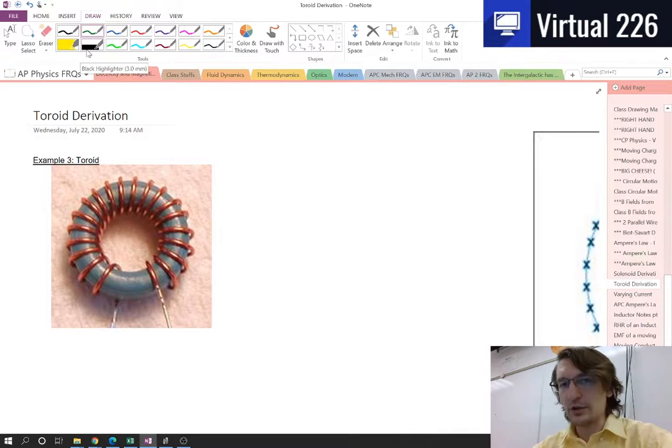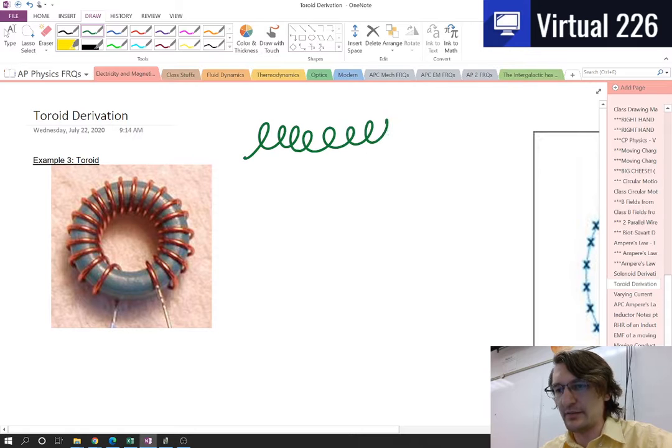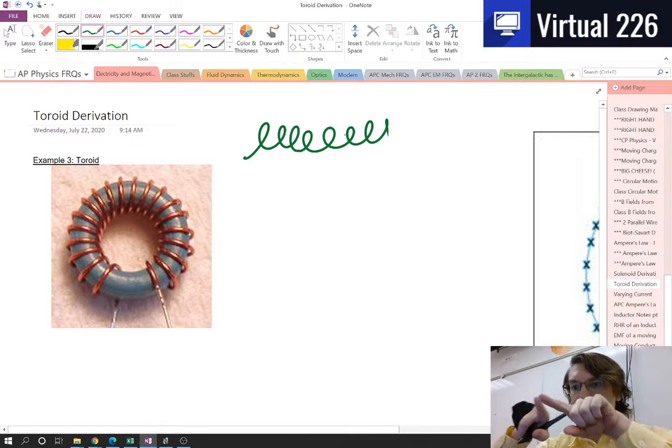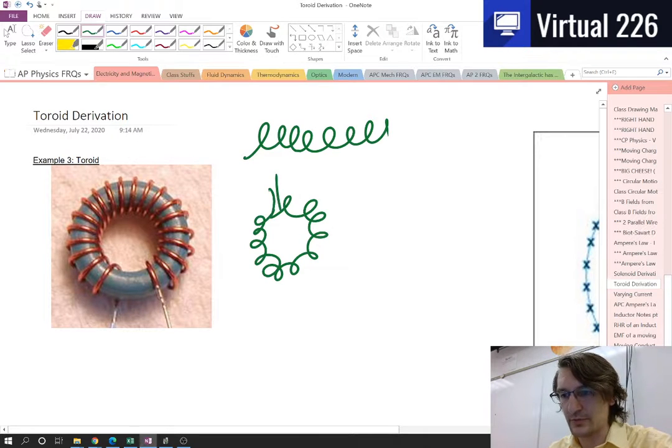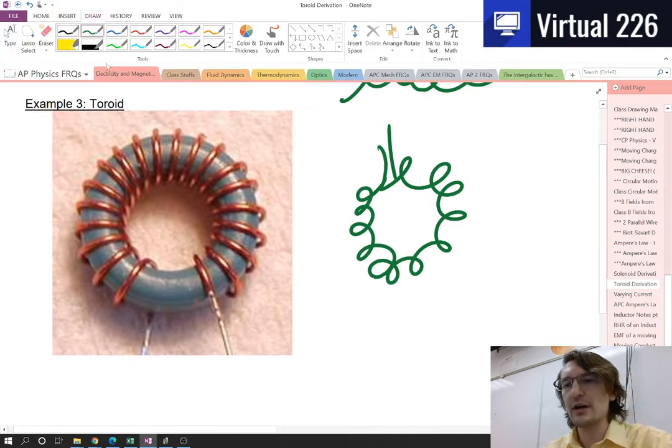Okay, what we're going to look at here is the derivation of a toroid. Now, what is a toroid? Imagine you have a solenoid where you have these wire loops like this, but you take your wire loops and you wrap them in a loop. So it's loops of loops going around, okay? That's a toroid. And we see one in the picture right here. This is loops of loops, and they've put a piece of metal inside of this to amplify the magnetic field.